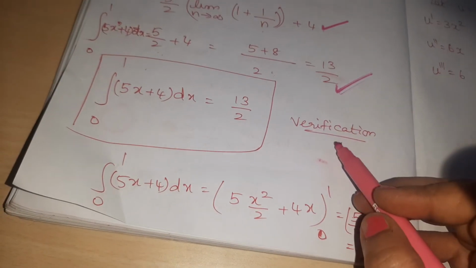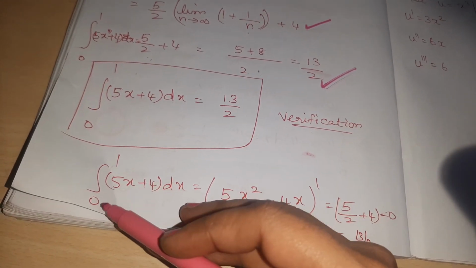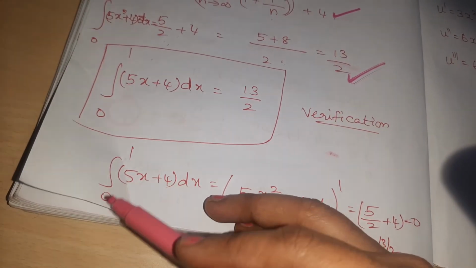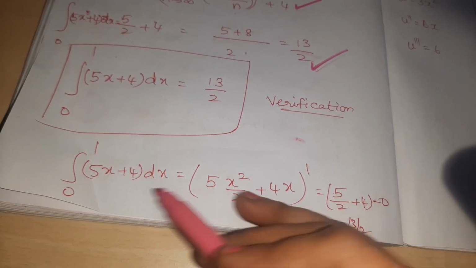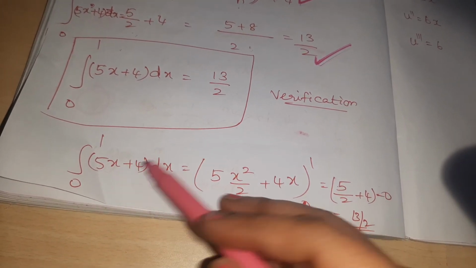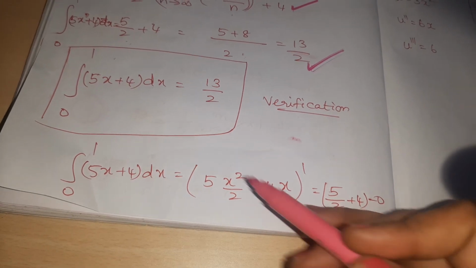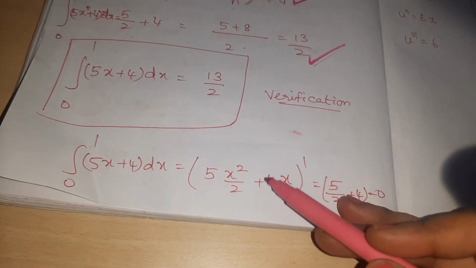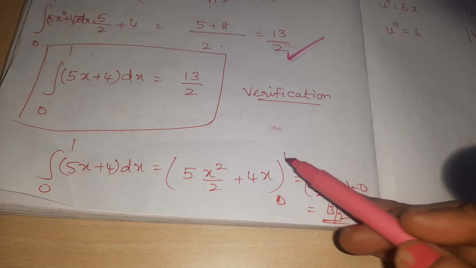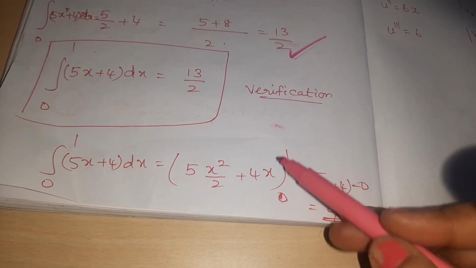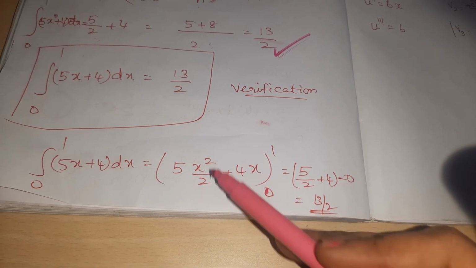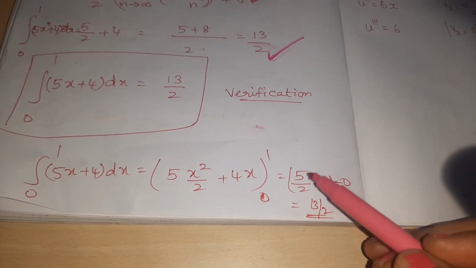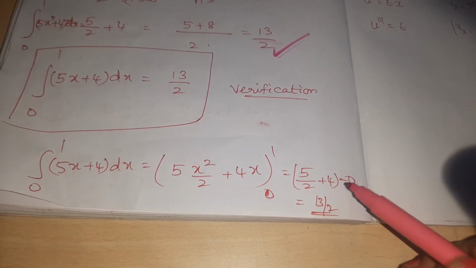Now I can verify with the usual integration. So 0 to 1, 5x plus 4 into dx. 5 is a constant. The integration of x dx is x square by 2, plus the integration of 4 dx is 4x. First I substitute the upper limit and then the lower limit. If I substitute the upper limit, I will get 5 into 1 by 2, that is 5 by 2, plus 4 into 1, that is 4.